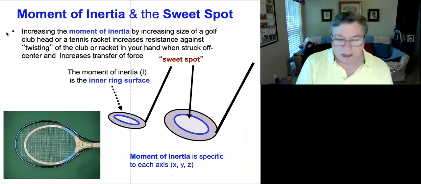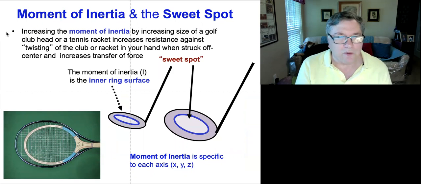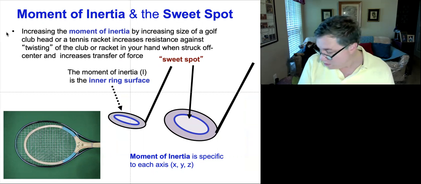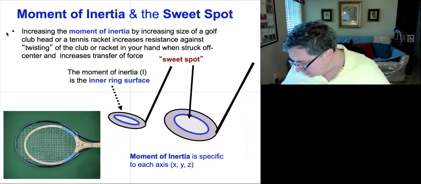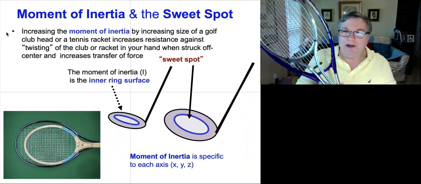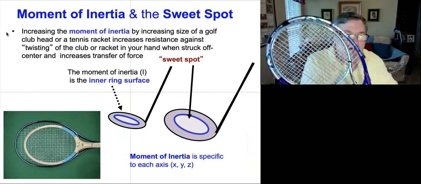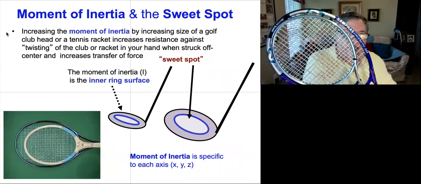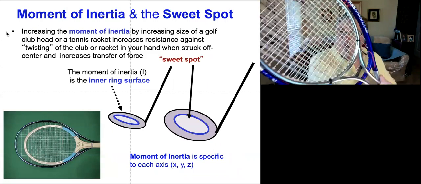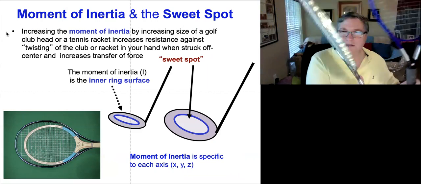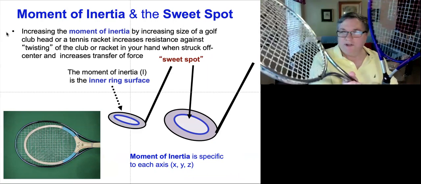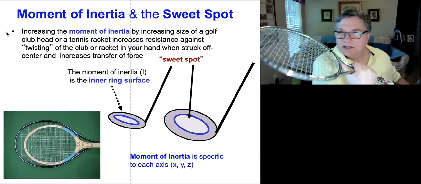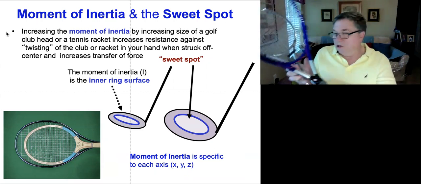Okay, so the next application is the moment of inertia and the sweet spot. What the heck's the sweet spot? Well, the sweet spot is usually relative to an axis of rotation, and or specific to an axis of rotation. So if we hit an off-center shot with a tennis racket, it's going to try to make it turn across the long axis.